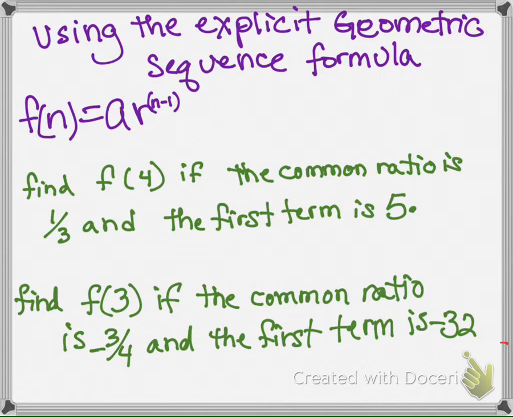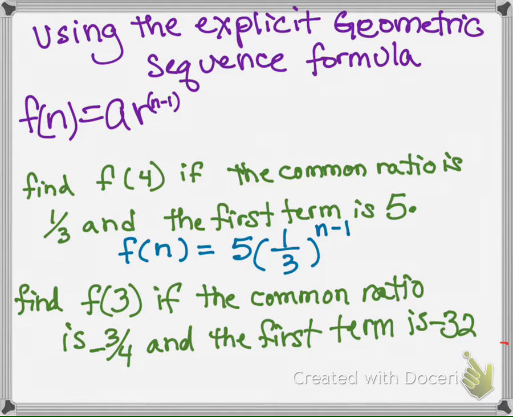So the first thing I'm going to do is write my formula. f of n equals my original first term times my ratio, and the power is n minus 1. Now I'm going to take out n and put in 4 in each of these places.